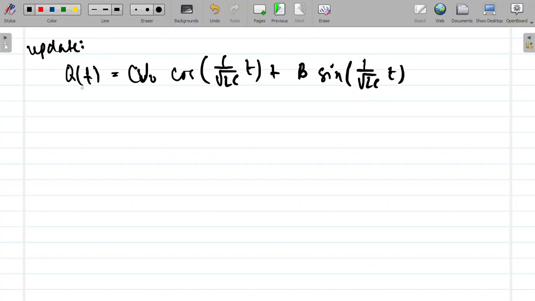Now, another condition: at t equals 0, of course, I equals 0.